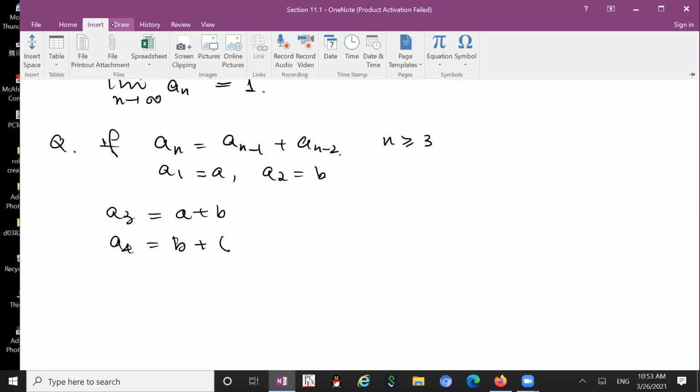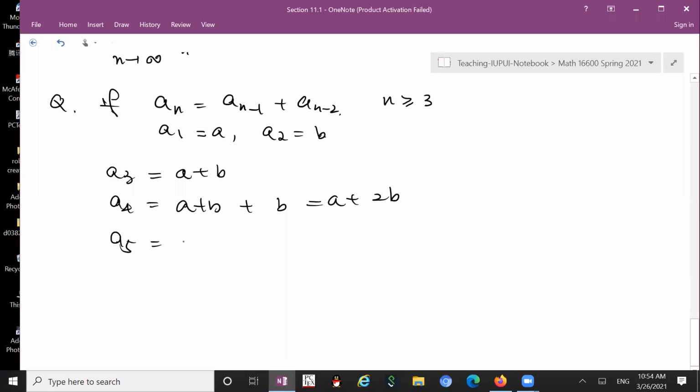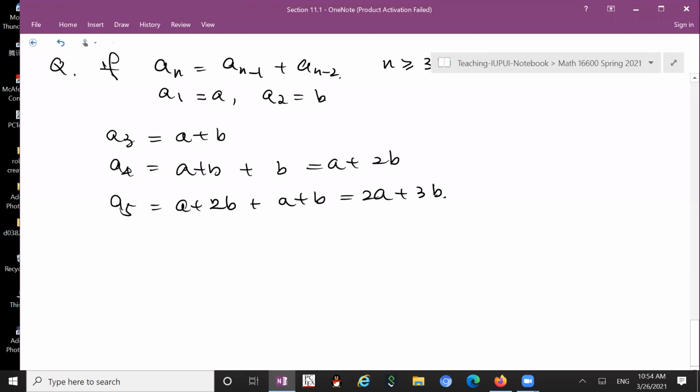Let's go this way. A4 is A3 plus A2, and A3 is already A plus B, so with A2 it's A plus 2B. Then A5 is A4 plus A3, and you will get 2A plus 3B. I'm not sure you can figure out the pattern. A6 is A5 plus A4, so that will be 3A plus 5B.